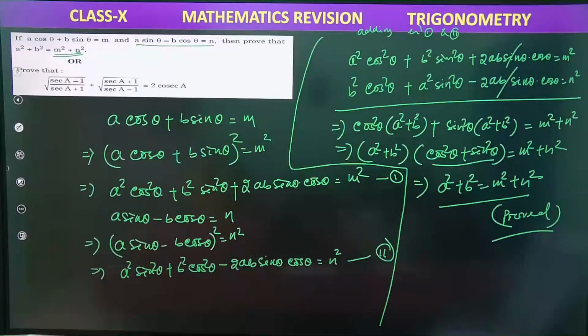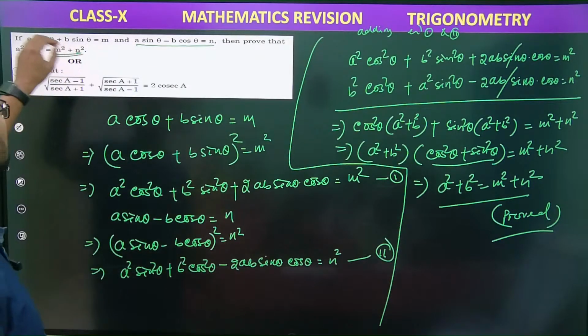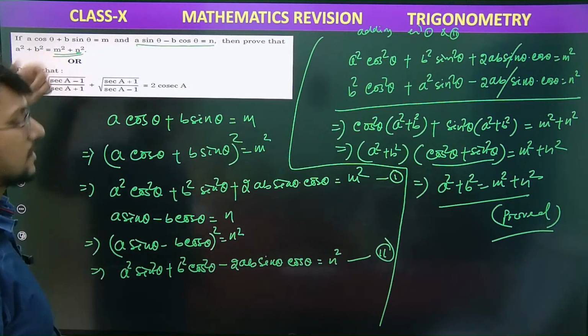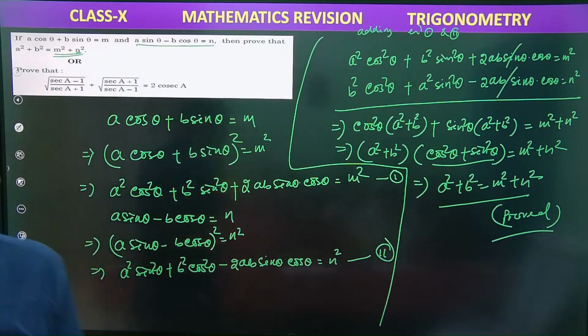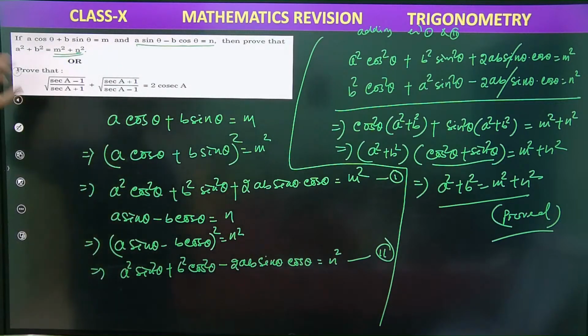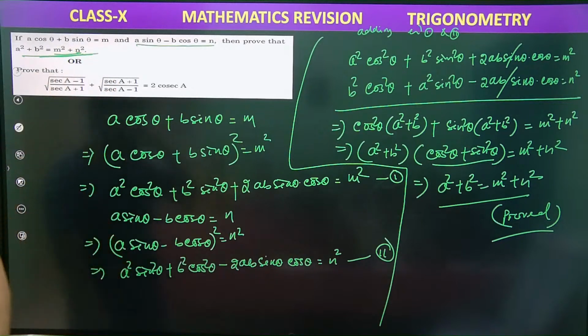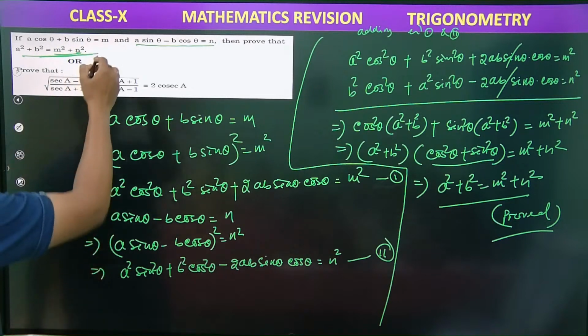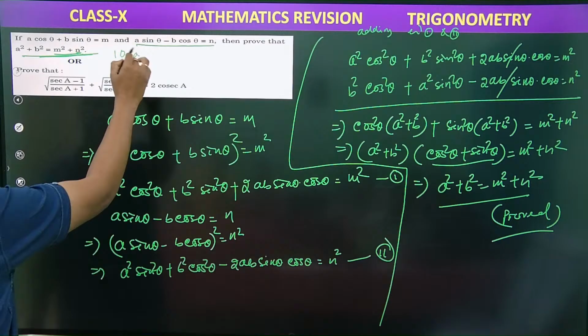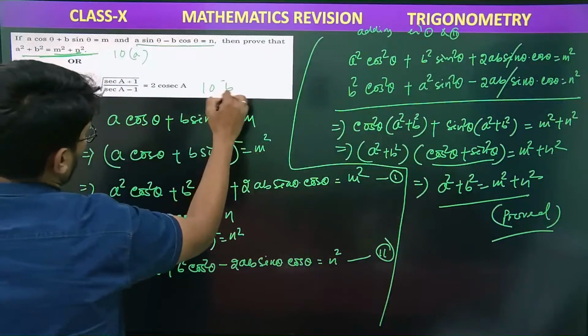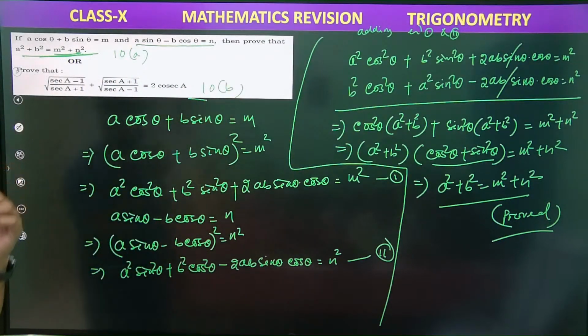Solve the second one. Don't think this is an or question. So both the questions you have to solve. This is question number 9B. 9A, 9B solve, right? This is 9A. 10A, 10B. Okay, 10A, 10B. This is 10A question. This is 10B. Write it down. Solve immediately.